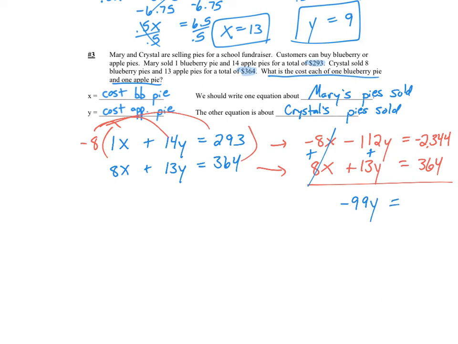And then negative 2,344 plus 364 is negative 1980. And then we have to divide by negative 99. So we will get y equals 1980 divided by 99. So y equals 20.